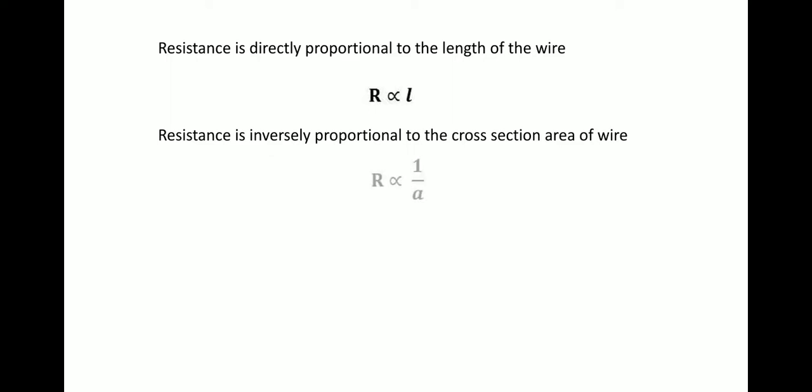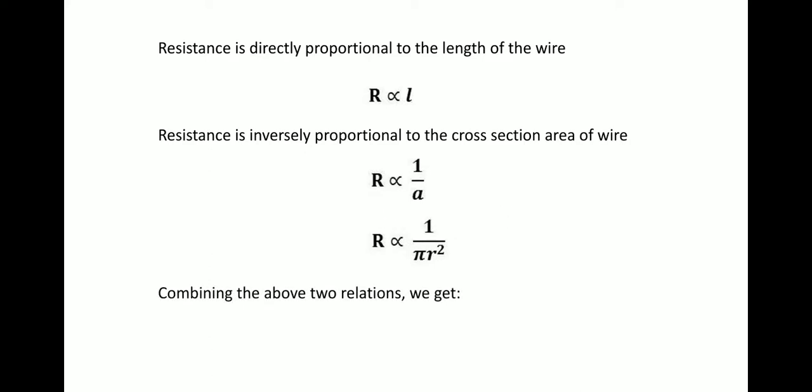This means that R is proportional to 1 by A, where again A represents the cross-section area of the wire. Now we know that since a wire has a circular cross-section, A can be replaced by pi r squared. So R is proportional to 1 by pi r squared. Now combining the first relation, R proportional to L, and the second relation, R proportional to 1 by A, we get the combination of the two. We get R proportional to L by A.